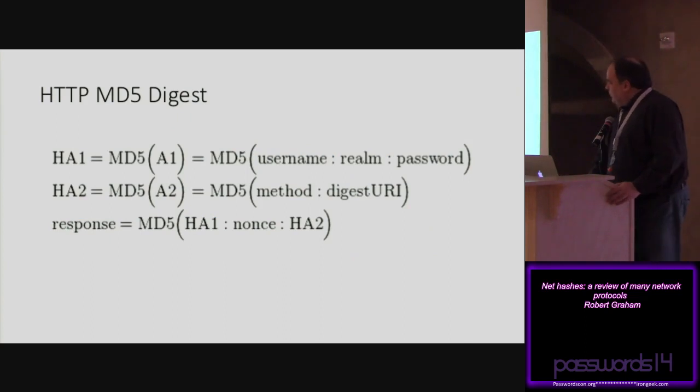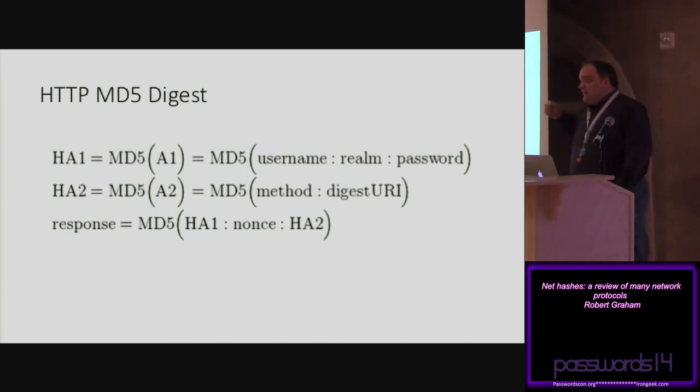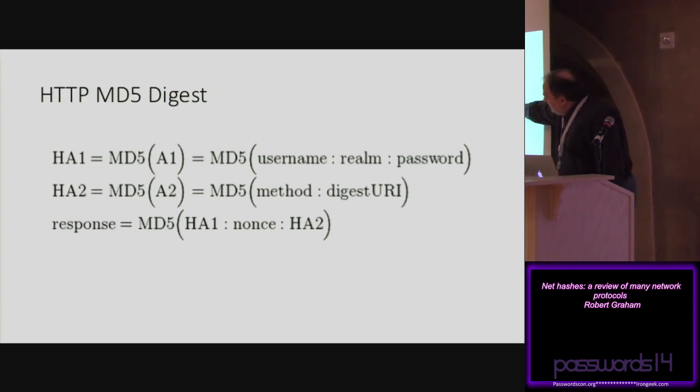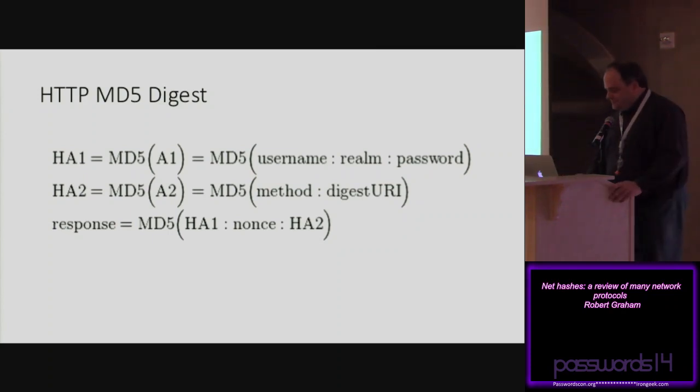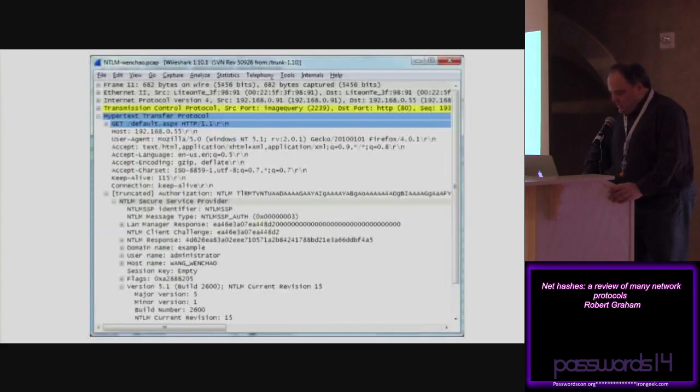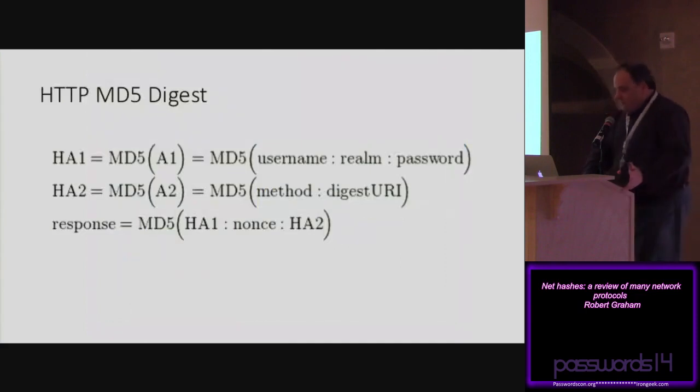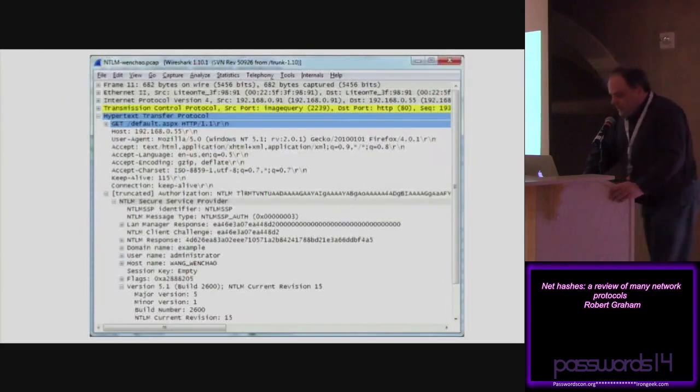And here's the exact algorithm of exactly what it's hashing. It's hashing the username plus the realm plus the password, and then hashing that value, and then hashing the other value here of the method, which is like get or post plus URL, hashing another value, and then hashing all this stuff with the challenge, and that's the response. So that's how it works for the MD5 digest version.